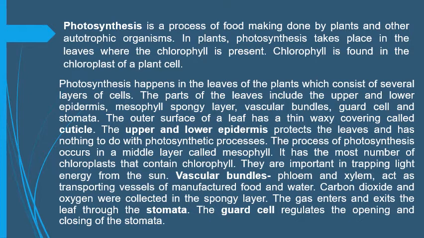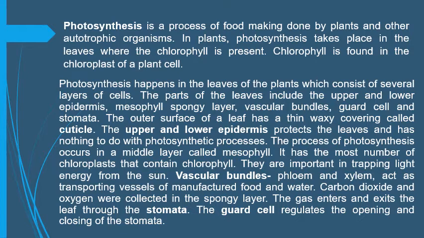Photosynthesis happens in the leaves of the plants, which consist of several layers of cells. The parts of the leaves include the upper and lower epidermis, mesophyll spongy layer, vascular bundles, guard cells, and stomata. The outer surface of a leaf has a thin waxy covering called cuticle. The upper and lower epidermis protects the leaves and has nothing to do with photosynthetic processes. The process of photosynthesis occurs in a middle layer called mesophyll. It has the most number of chloroplasts that contain chlorophyll. They are important in trapping light energy from the sun.